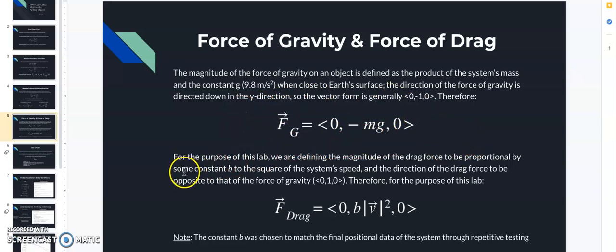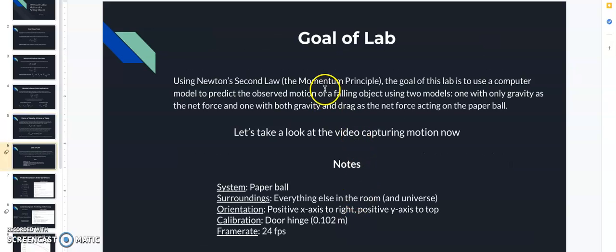And for the purpose of this lab, we define the drag force magnitude to be proportional to some constant b times the square of the system's speed, as shown here, and in the positive y direction, opposite of gravitational force. So this is for this lab. The constant b was chosen to match the final position data of the system through repetitive testing in the model, which I will show. So the goal of this lab is using Newton's second law.